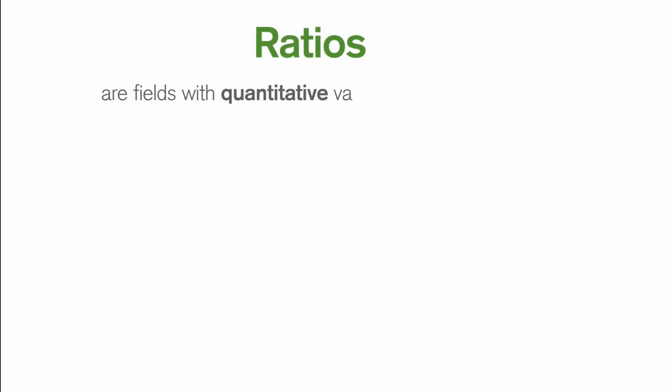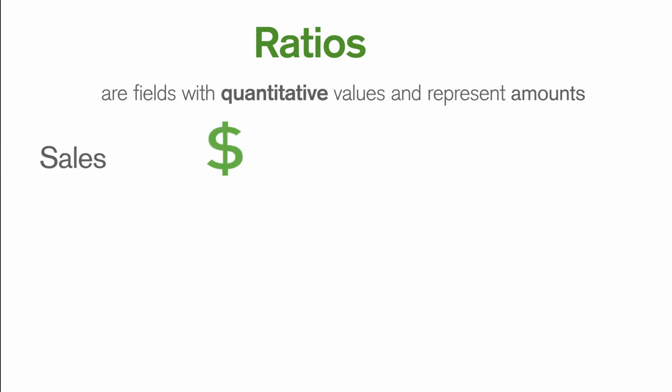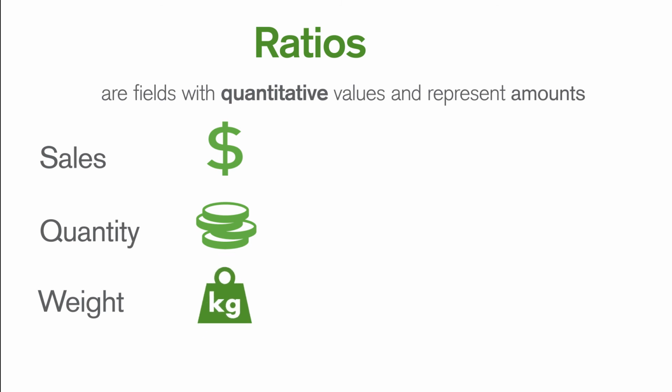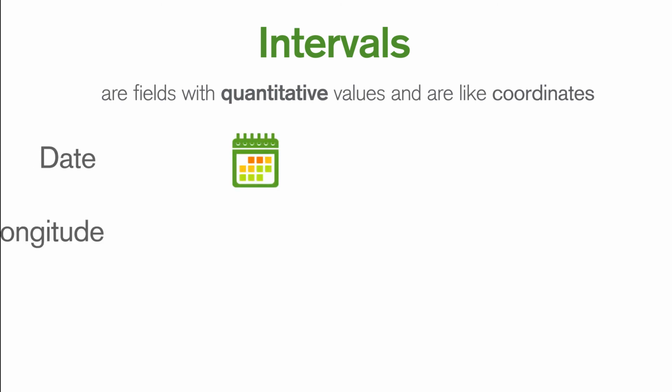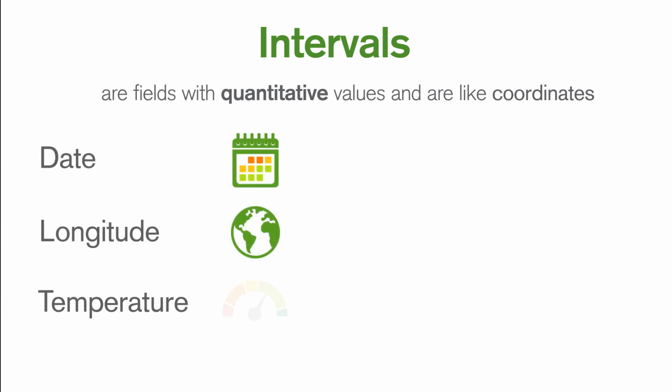Ratios are fields with quantitative values and represent amounts. These can include sales, quantity, or weight. You can add, subtract, divide, and multiply ratios. Intervals are fields with quantitative values that are like coordinates. For example, date, longitude, and temperature, among others.